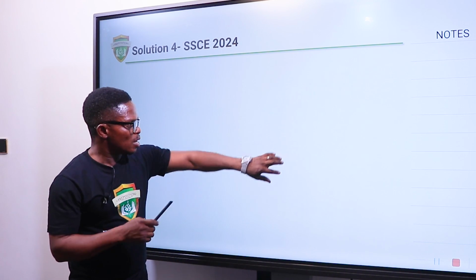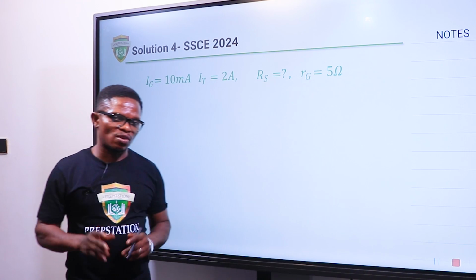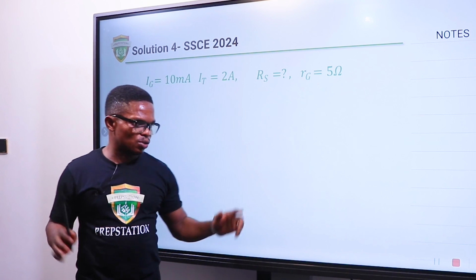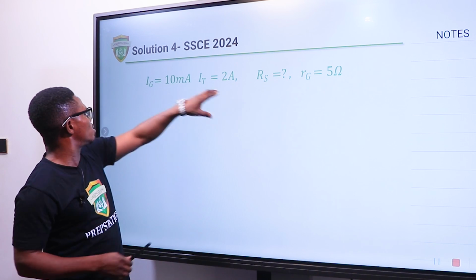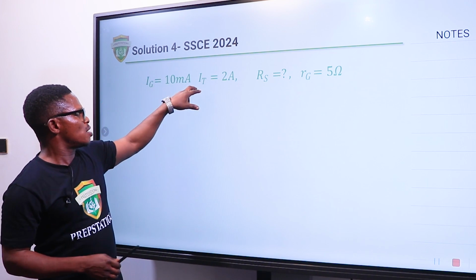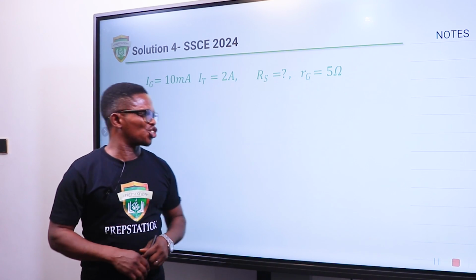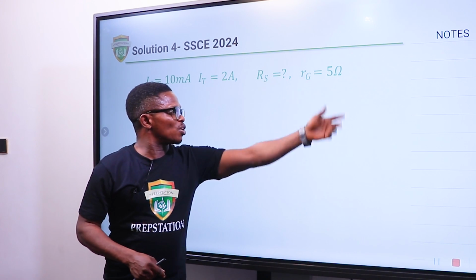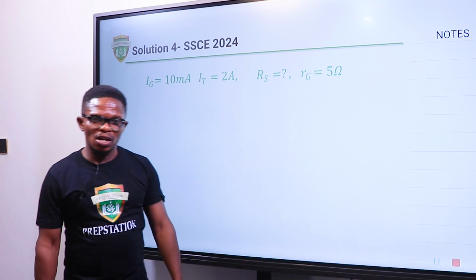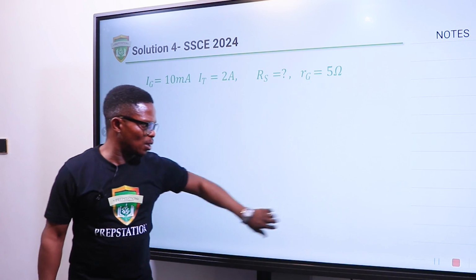First thing to do, list out all the parameters from the question. All of these were given. IG is 10 milliampere, total current is 2 amperes. We are looking for RS, that means the shunt. RG was given, so we are looking for RS. What next? Go for the formula.